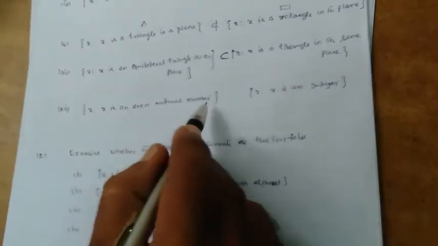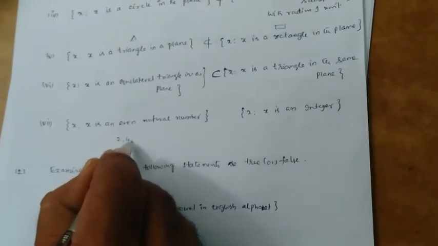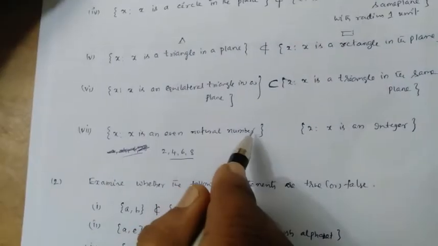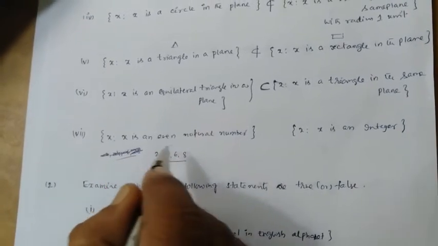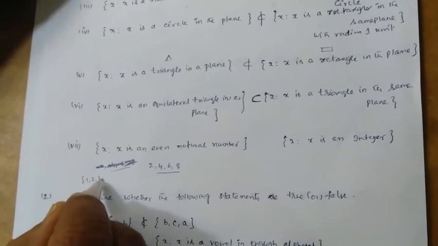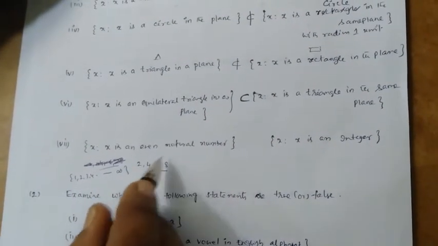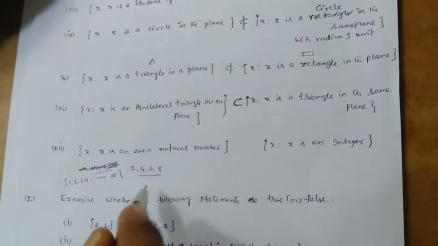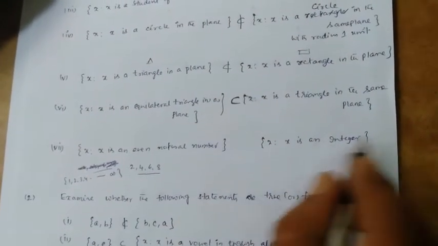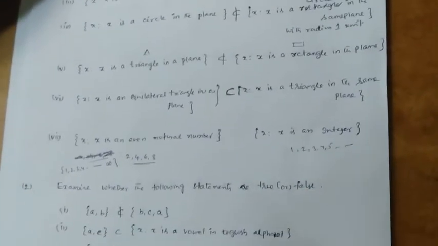X is an even natural number. An even natural number may be 2, 4, 6, 8. Natural numbers start with 1, 2, 3, 4, and so on to infinity. Here the even natural numbers are 2, 4, 6, 8 like that. It is part of the integer set. Integers are 1, 2, 3, 4, 5, and so on. These are all integers.